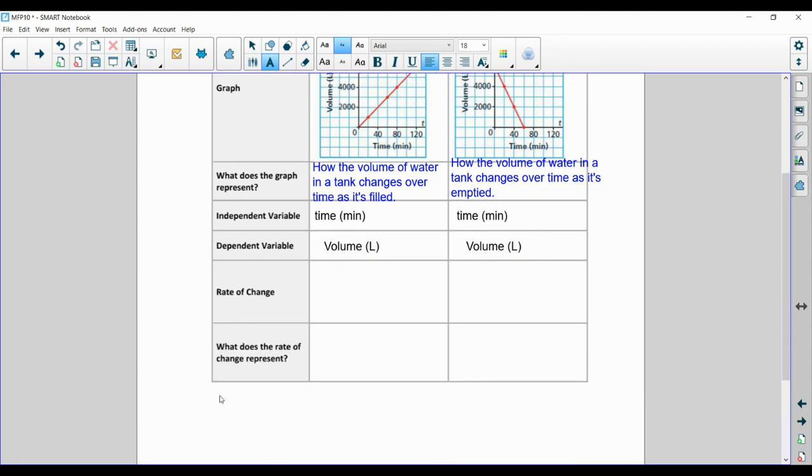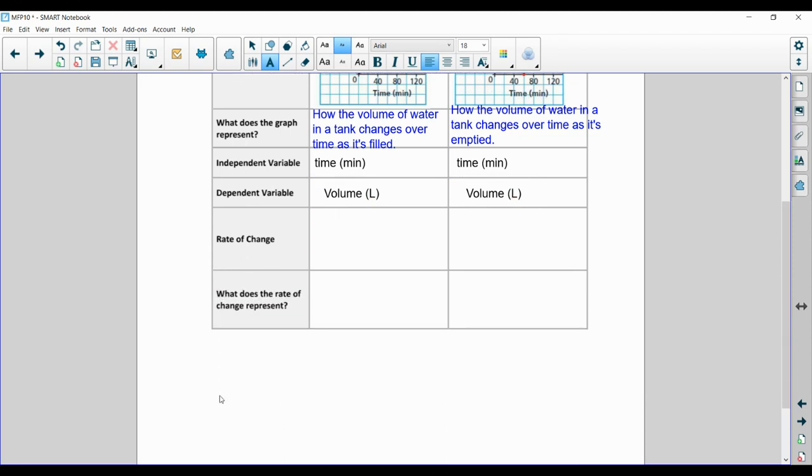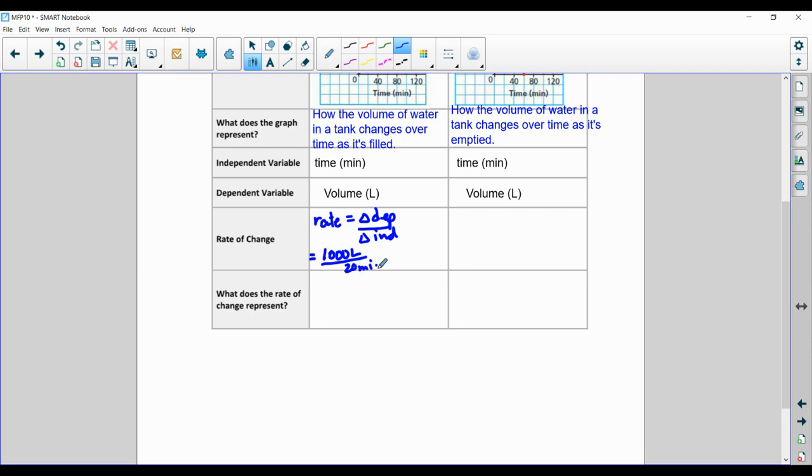Now the rate of change. Remember our formula for rate. So I'm going to write that out here. Rate is going to be the change in the dependent over the change in the independent. Sorry, I'm getting a little bit squished here, but I'm going to have to write like so. So this one changes 1,000 liters per 20 minutes. So how do I know that?